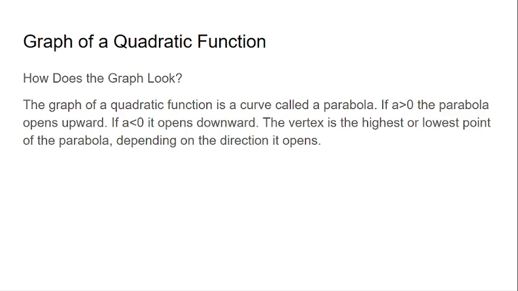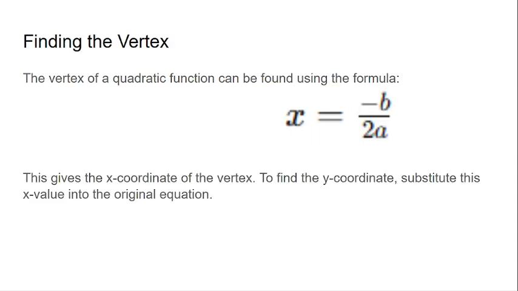Okay, the graph of the quadratic function is a parabola. If a is more than 0, then the parabola opens upwards, and if 0 is more than a, then it opens downwards. The vertex is the highest or lowest point in the graph. To find the vertex, we have to use this formula, which is x = -b/(2a). Plug this x value into the function to get the y coordinate of the vertex.